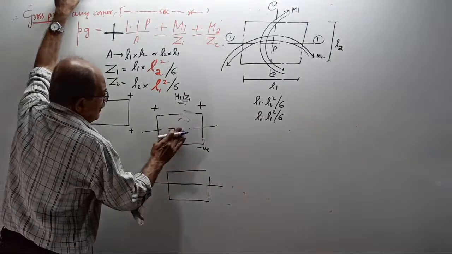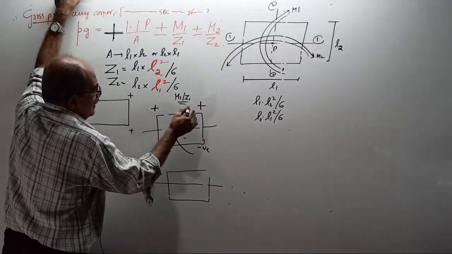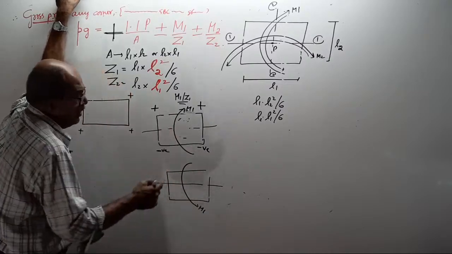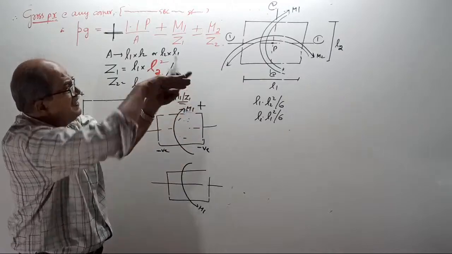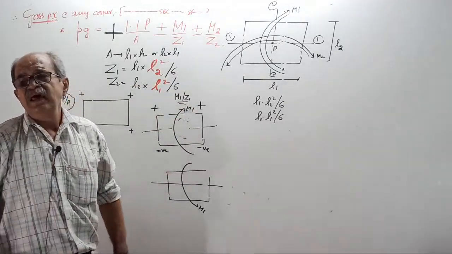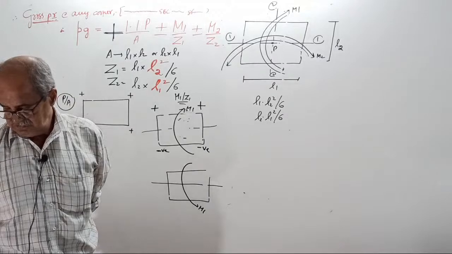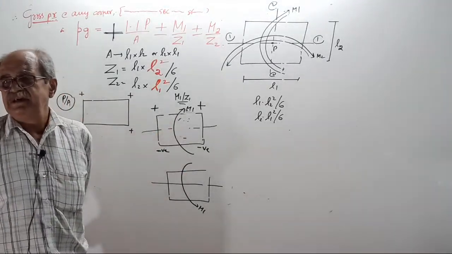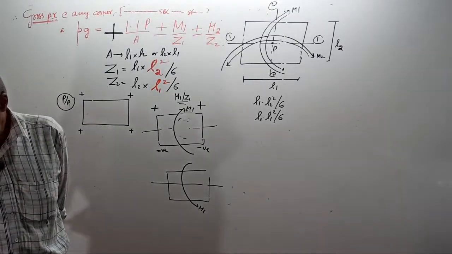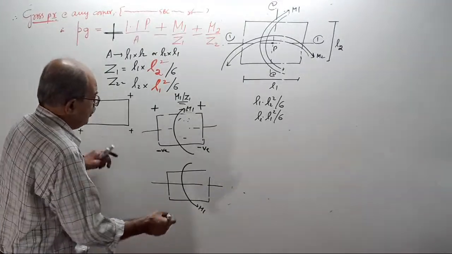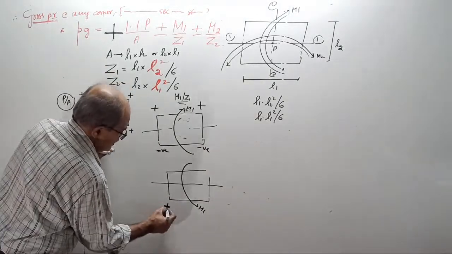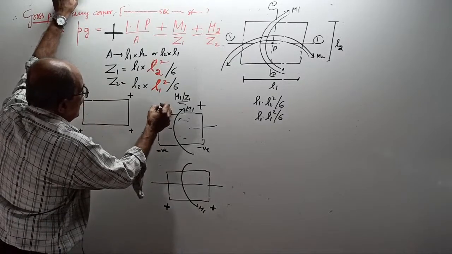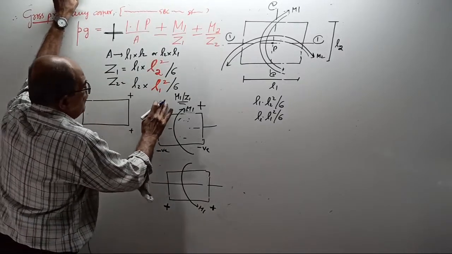Whereas, look, let us write it lengthwise, M1 like this. If M1 is like this, tell me now, is the pressing of the soil on the front side or the back side? Front side. Therefore, this is plus. Understood. I am discussing this term.